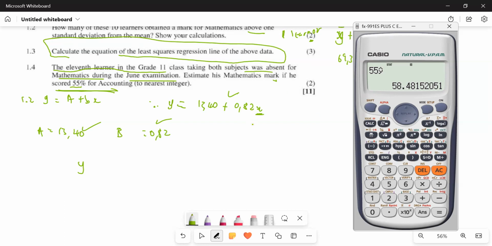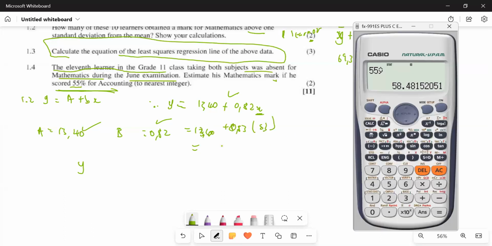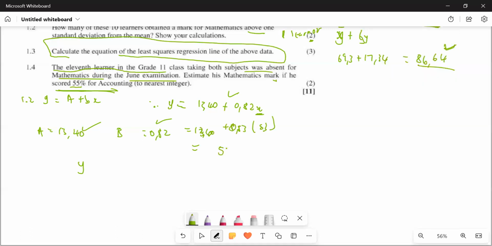But you don't have to worry about that. Actually, you can always come here, guys, and put 55 times 0.82, plus 13.40. Do this, and then we get the same answer. What do we get as our answer? It's 58.15.